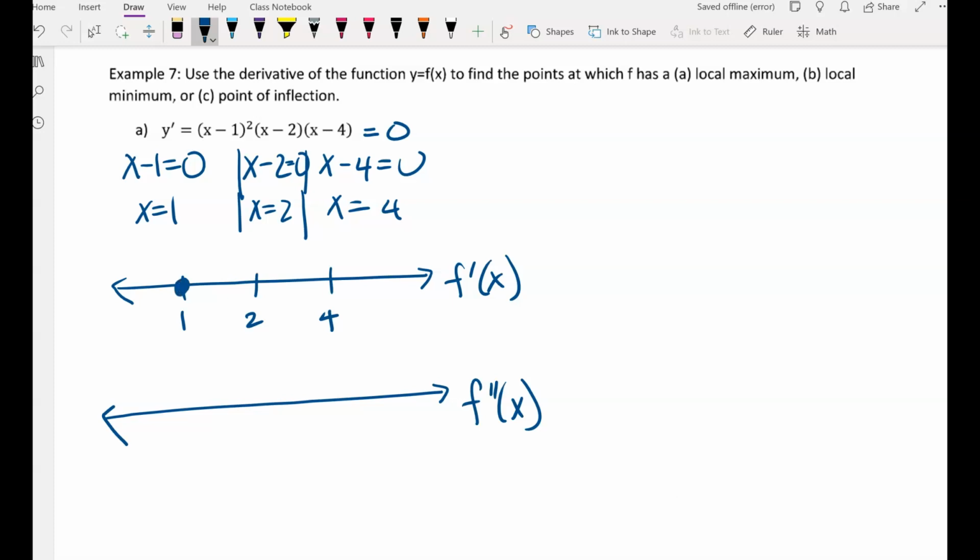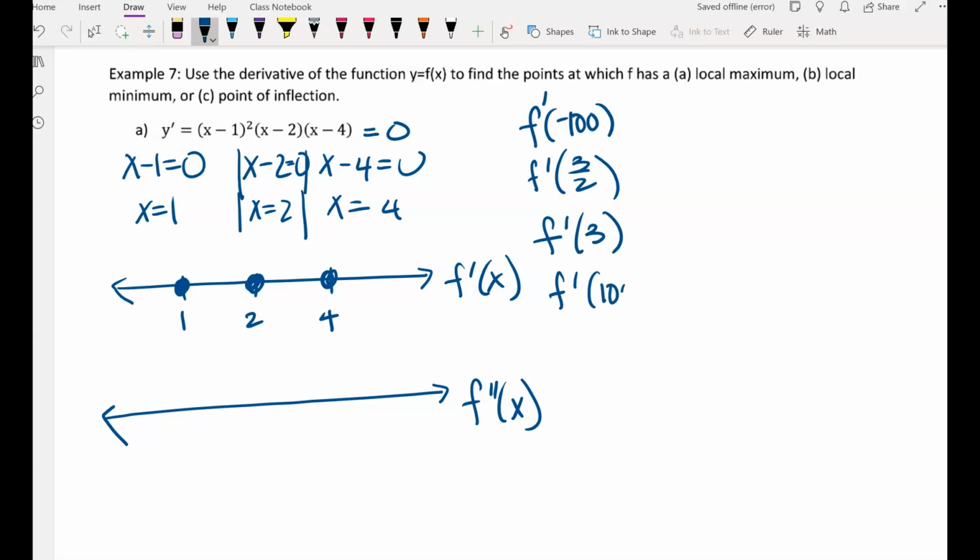So we knew the first derivative, these are all the zeros of the first derivative. So we just need the first derivative's left-hand behavior, the first derivative between 1 and 2, so that's 1.5, 3 over 2, the first derivative between 2 and 4, so that's going to be 3, and then the right-hand behavior of our first derivative, okay? And all we are looking for is positive and negative. So when I plug in negative 100 into this equation, negative 100 minus 1 squared is positive. Negative 100 minus 2 is negative. And then negative 100 minus 4 is negative. So when we multiply, that's positive.